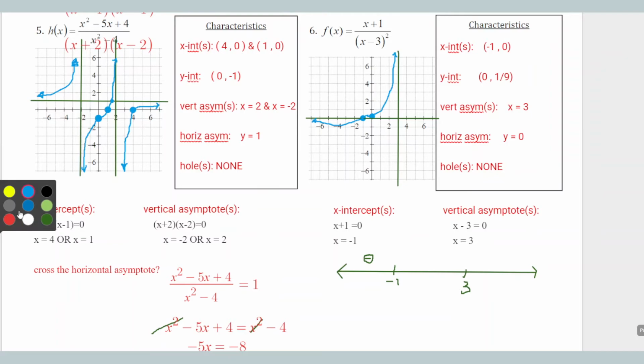So I do know that I am positive between these two values. And then if I pick a number like 10, I'm going to get a positive over a positive, which is positive. So I am above the horizontal asymptote on the right-hand side, just like the left-hand side. Now I know this one's not going to cross over the x-axis, because I do not have another x-intercept here for that to happen. So there's our graph for number 6. Let's take a look at number 7.